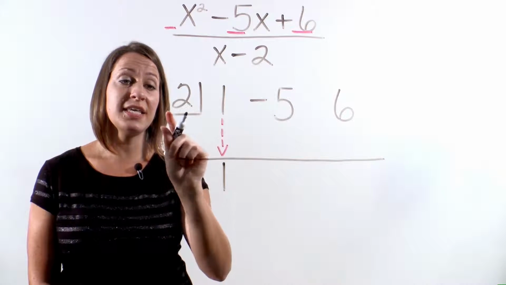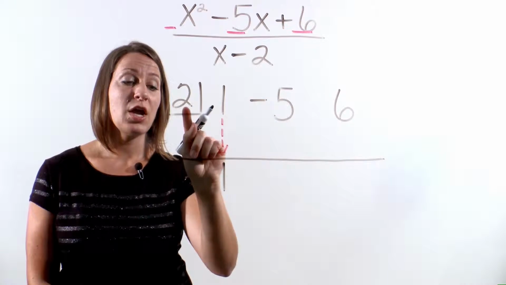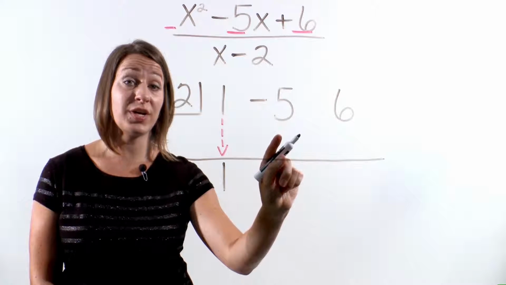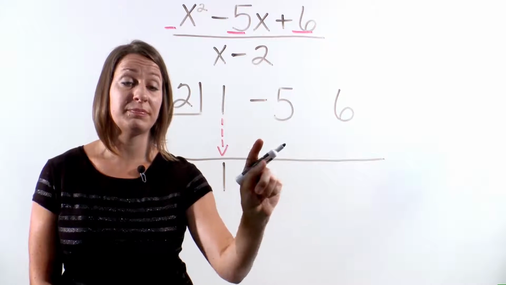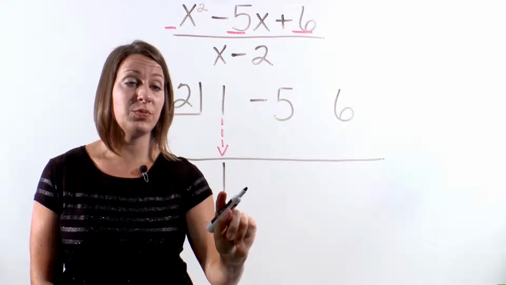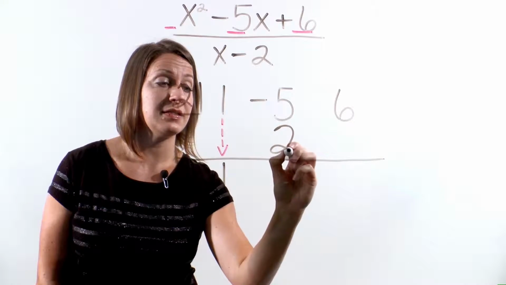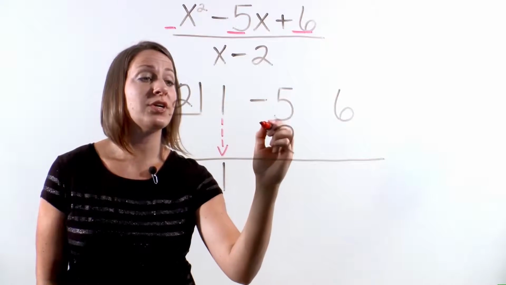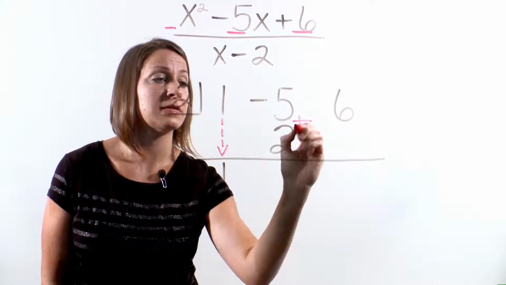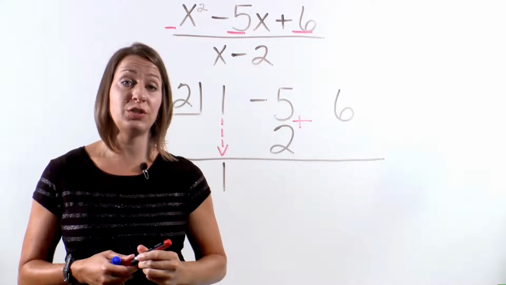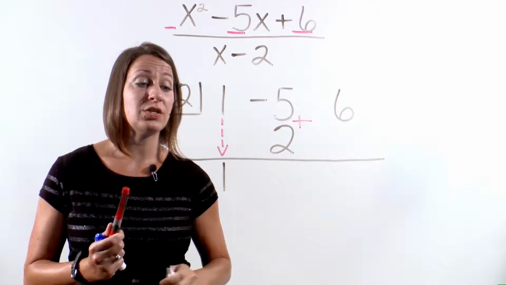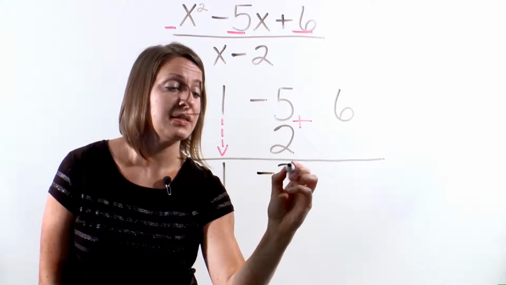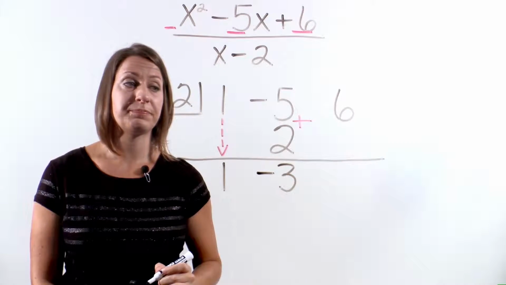Next, we're going to take the number in our corner, and we're going to multiply it by this 1 and put the answer directly underneath negative 5. 2 times 1 is 2. Next, we are going to add negative 5 plus 2, and we're going to put the answer directly underneath it. Negative 5 plus 2 is a negative 3.